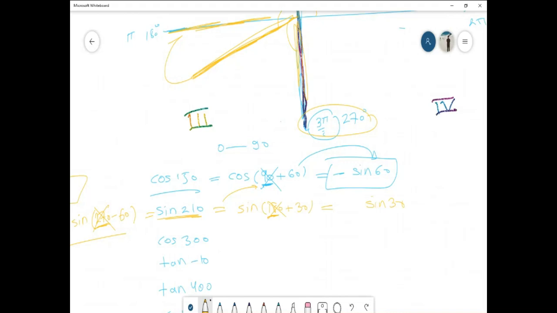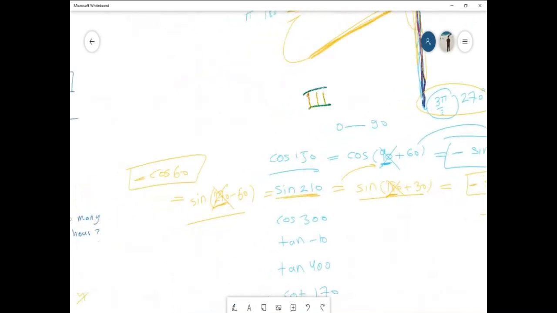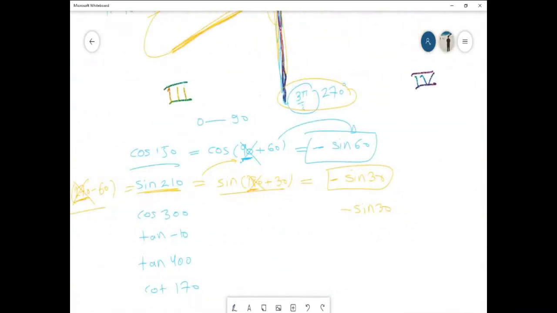So it will be sine 30. I get rid of this. About the negative or positivity, I look at the angle and also the sign. The angle is 210, and it is sine. Sine was negative in there, so it will be negative.